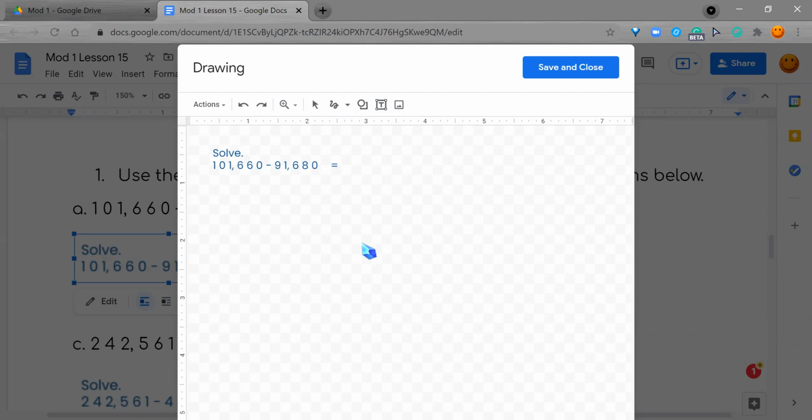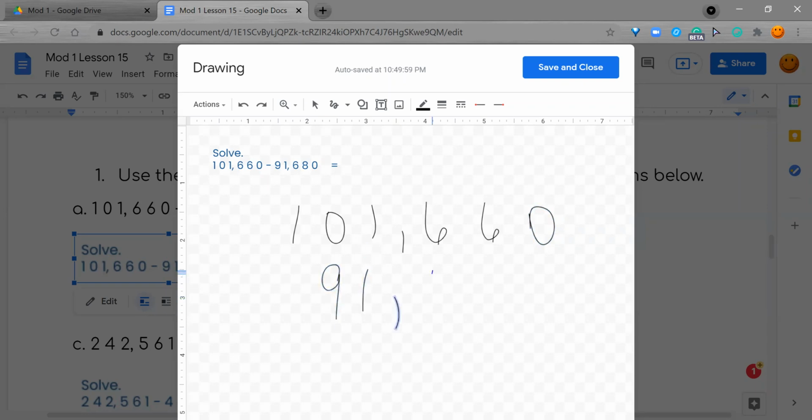So I'm going to do 100,1,660. Look at how I spaced it out. I have 91,000, so my 9 needs to be in the 10,000s. So 1, 6, 8, 0, 6, 8, 0.